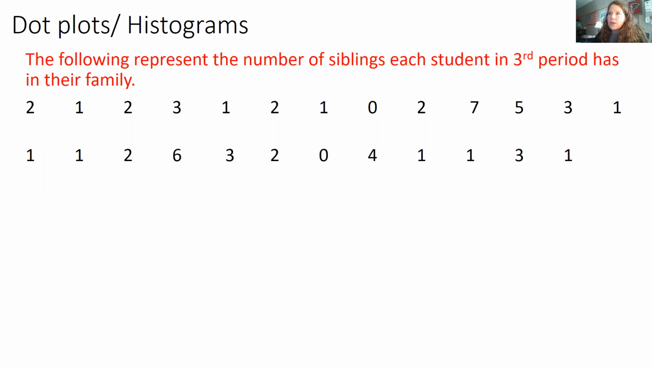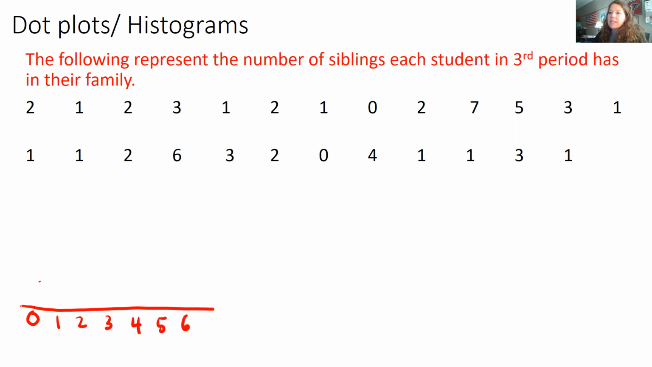Basically someone asked the question, what's the number of siblings that's in your family, to third period students, and these were their responses. So to make a dot plot, you're going to draw just like a number line from the smallest to the biggest number. So our smallest number is 0, and our biggest number I see is 6. 1, 2, 3, 4, 5, 6.